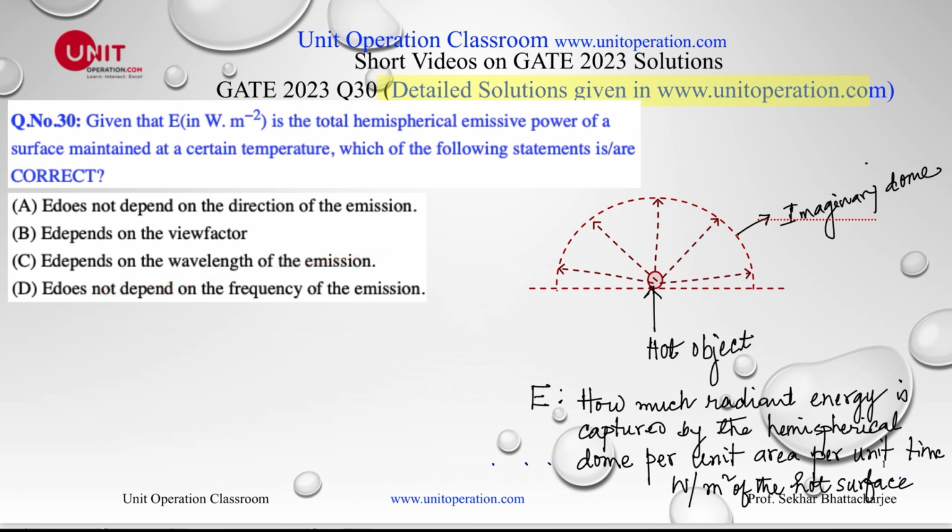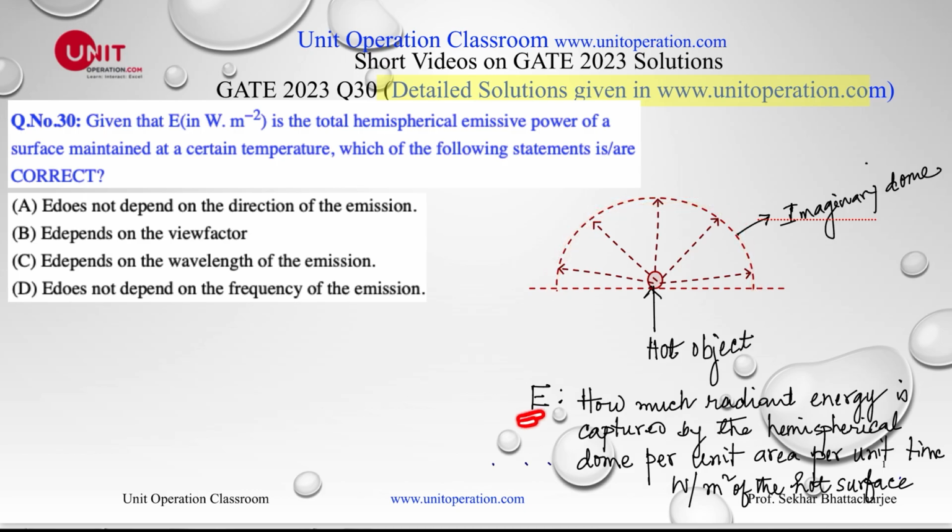So first of all, let's try to understand what is this total hemispherical emissive power, intuitively at least. Then we look into the mathematical definition of this one. Let's say this is part of the body, emitting radiation in all possible directions, right, and all possible wavelengths. So let's put a hemisphere on the top of it.